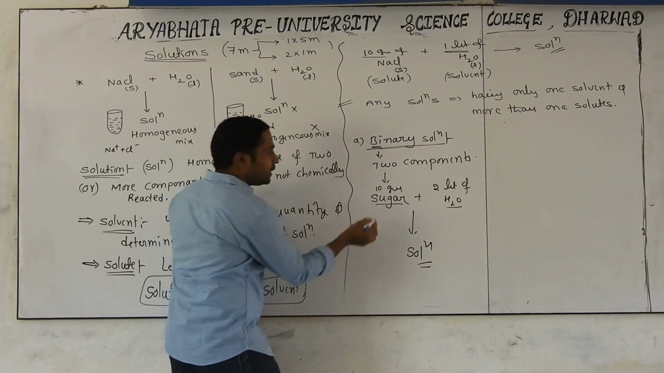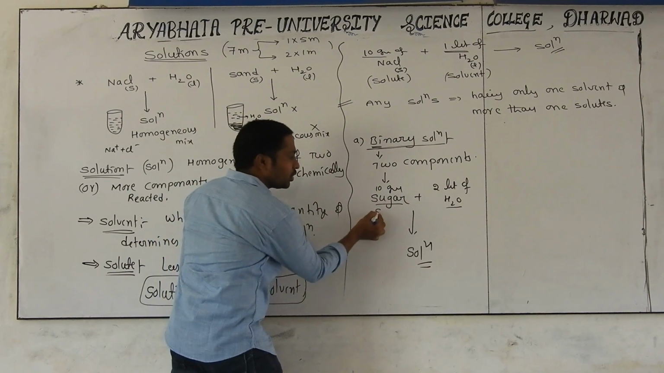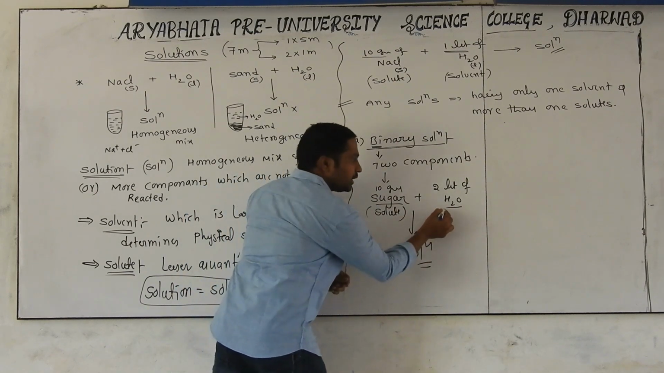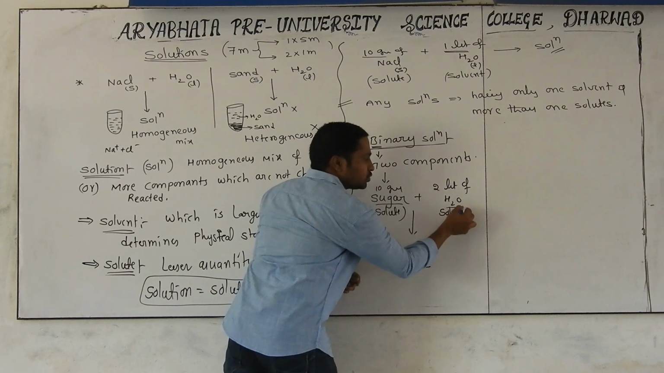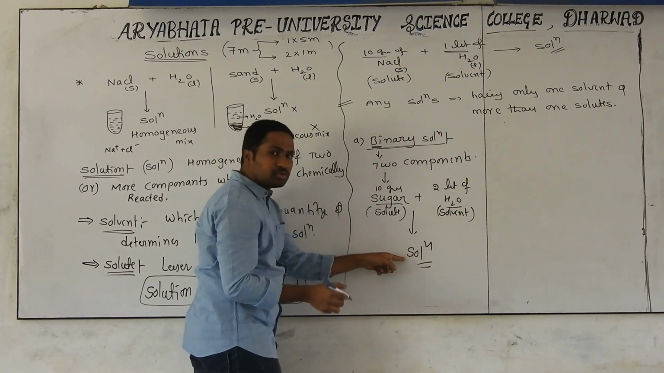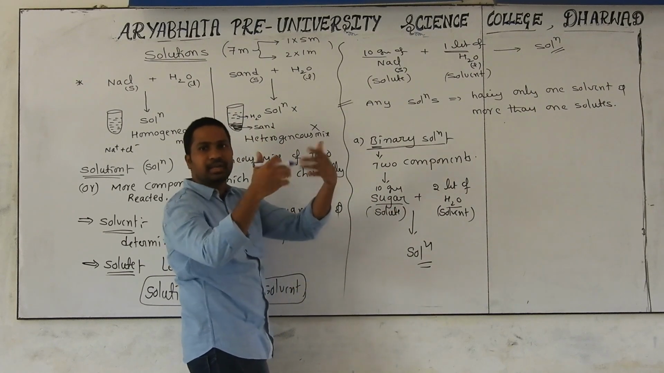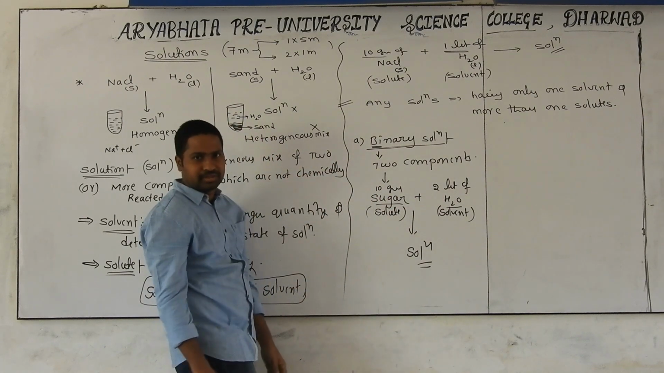Can you identify? 10 grams is the lesser quantity, so we are calling this one the solute, and which is in larger quantity, that should be considered as the solvent, and which influences the solution's physical state, solvent, because this larger quantity automatically makes the resultant mixture be in a liquid phase.